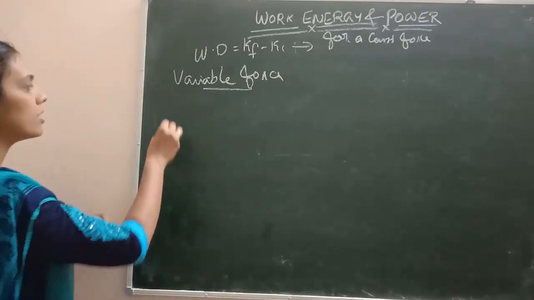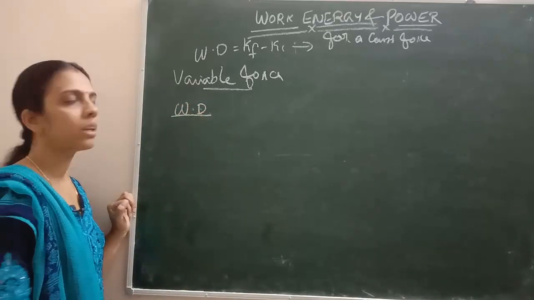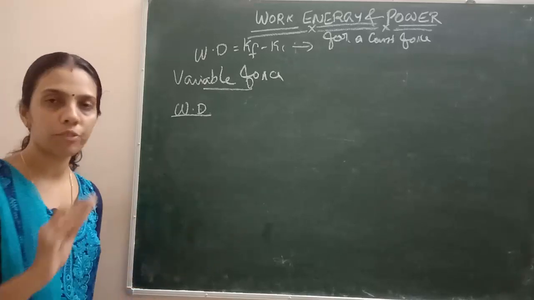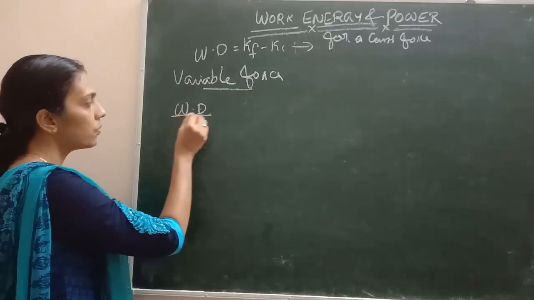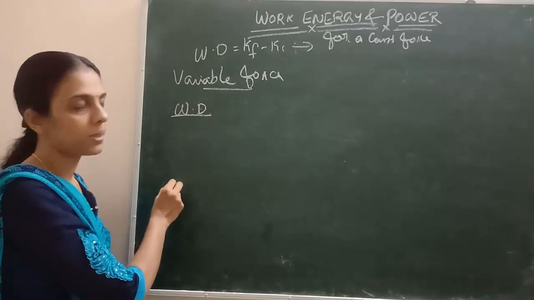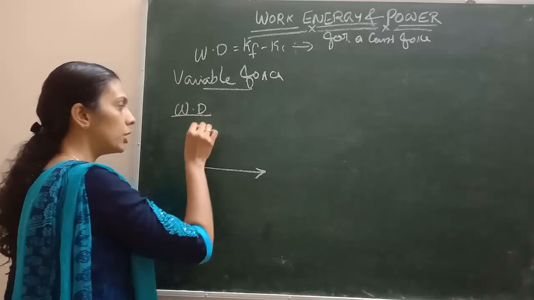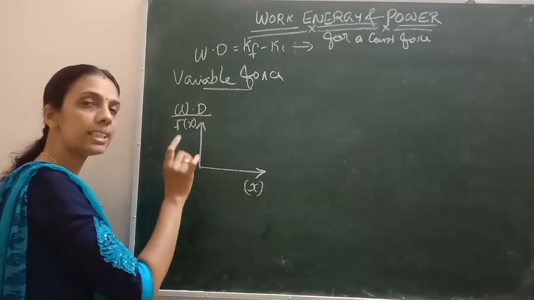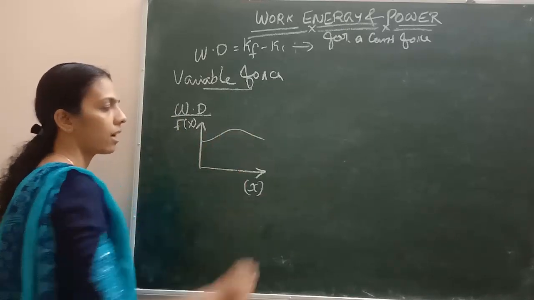So first one is work done by a variable force. I am giving a variable force for the movement of an object. So what will be the work done? See how we can find out the work done by an object if we are applying a variable force. For that, first we are going to draw a graph between F of x and x. At each and every position, what will be the work done? So suppose I am getting a graph like this.